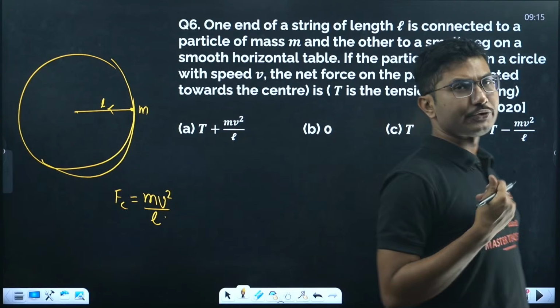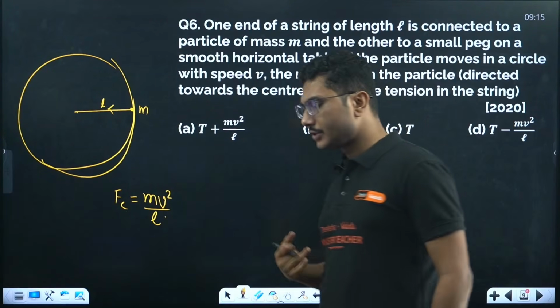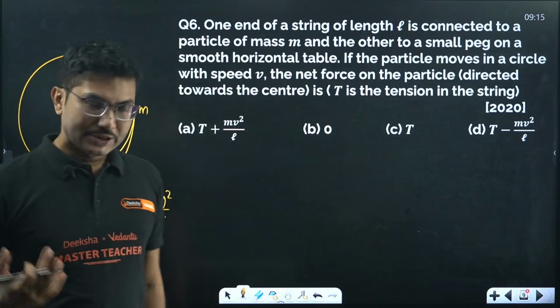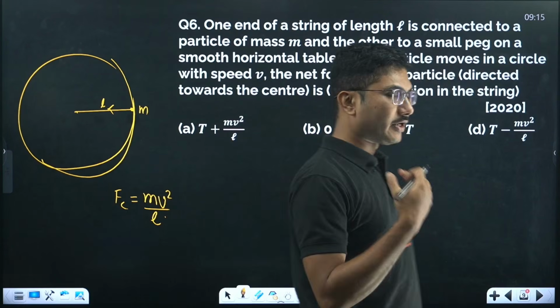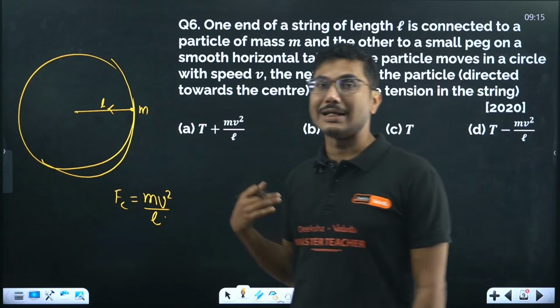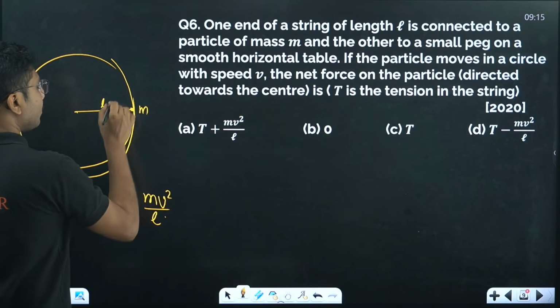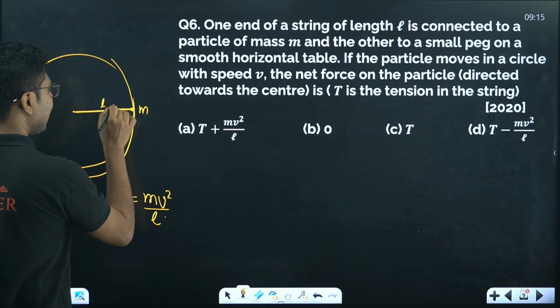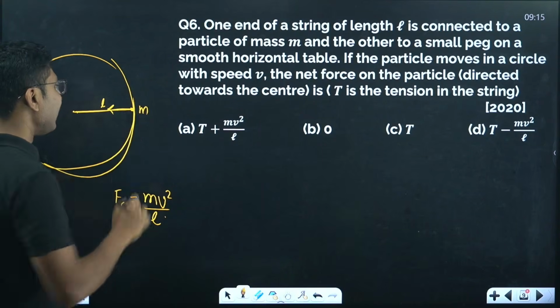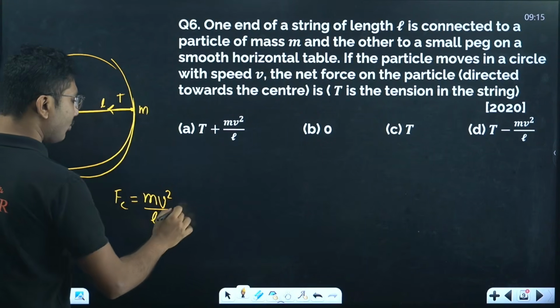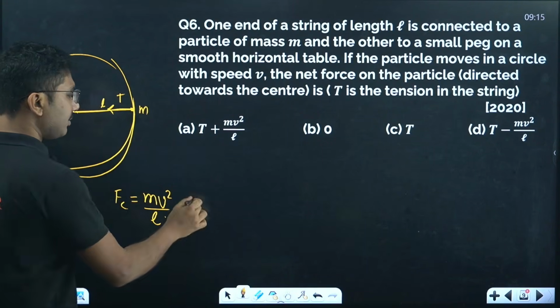Now centripetal force is not something which is original. I mentioned it in the past as well. It is not a fundamental force. It has to be supplied by something. So which force here is supplying this force? When the string is rotating, there is a tension built up on the string.